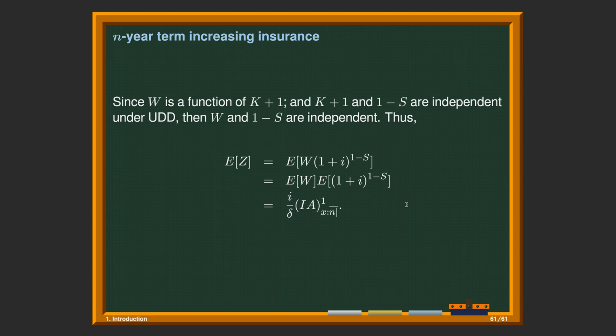Of course, we make the assumption that S is uniform, that the random variable S is uniform, and we also made use of the fact that we assume UDD during fractional ages. Okay, and so that ends this chapter. We'll try to go to chapter 3 next time, wherein we will discuss life annuity. Okay, that's all.